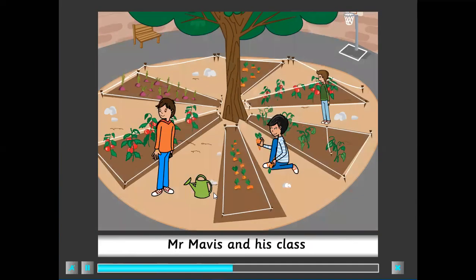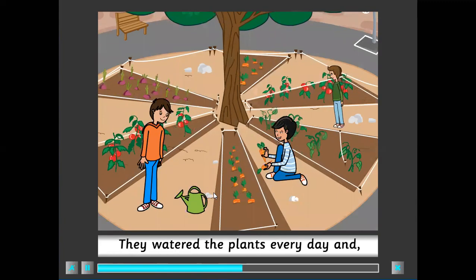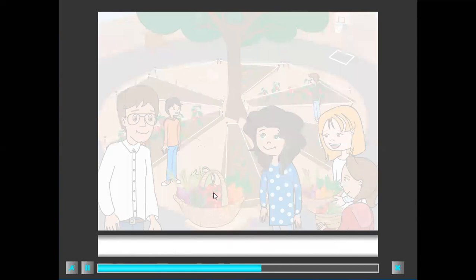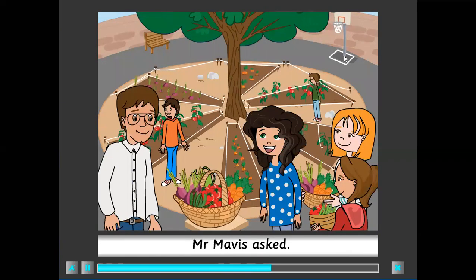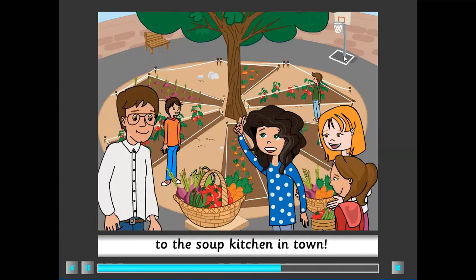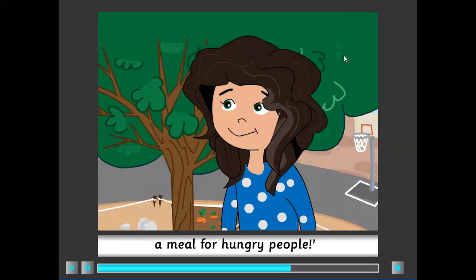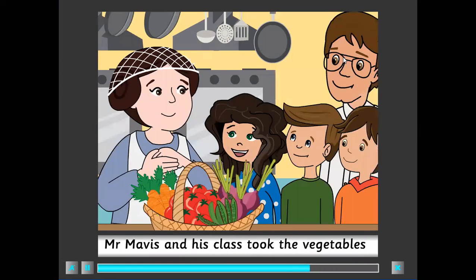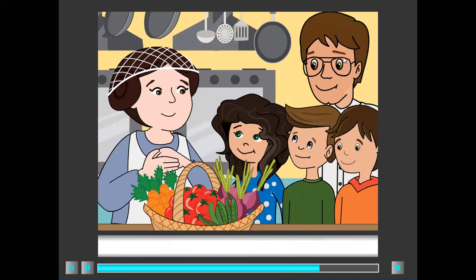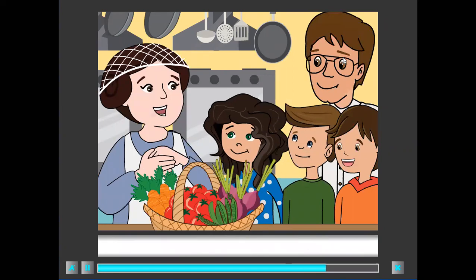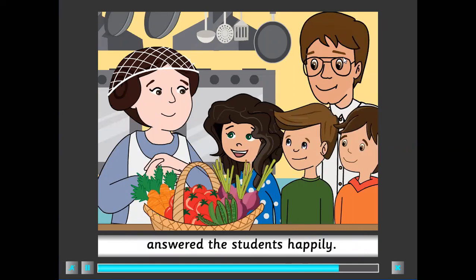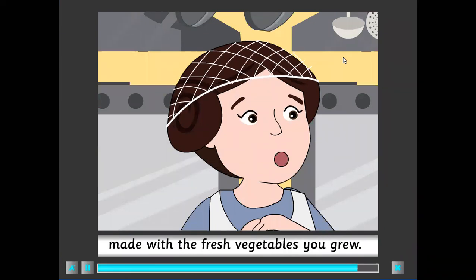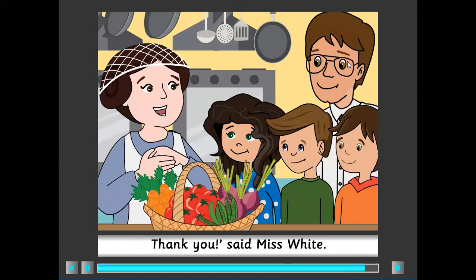Mr. Mavis and his class took care of the vegetable garden. They watered the plants every day, and a few months later, they had carrots, onions, tomatoes, and green beans. "Any idea what we can do with the vegetables?" Mr. Mavis asked. "I know. Let's take them to the soup kitchen in town. They can use them to cook a meal for hungry people," said Katie. Everyone liked her idea. Mr. Mavis and his class took the vegetables to the soup kitchen in town. "Would you like to help us cook today?" asked Miss White. "We'd love to," answered the students happily. "Today, many hungry people are going to eat a hot meal made with the fresh vegetables you grew." "Thank you," said Miss White. It was a great day.